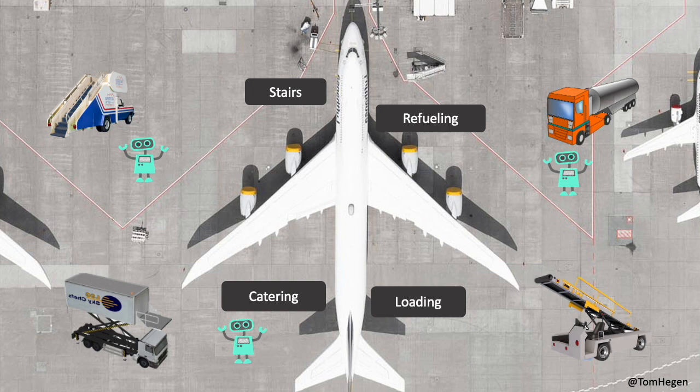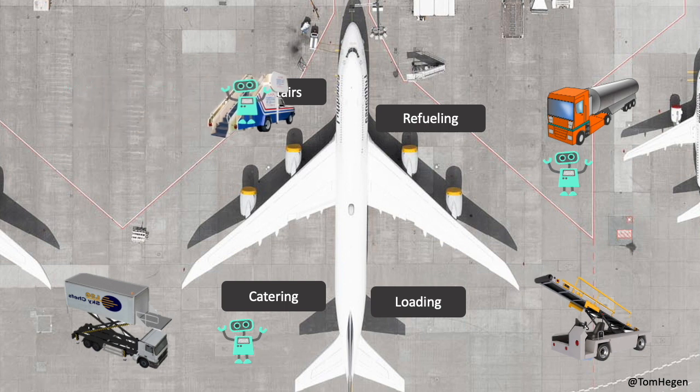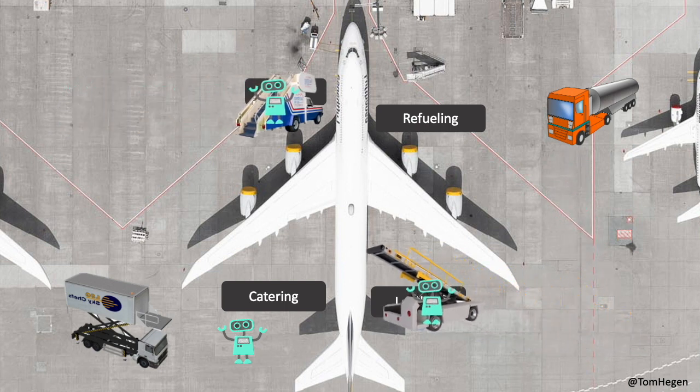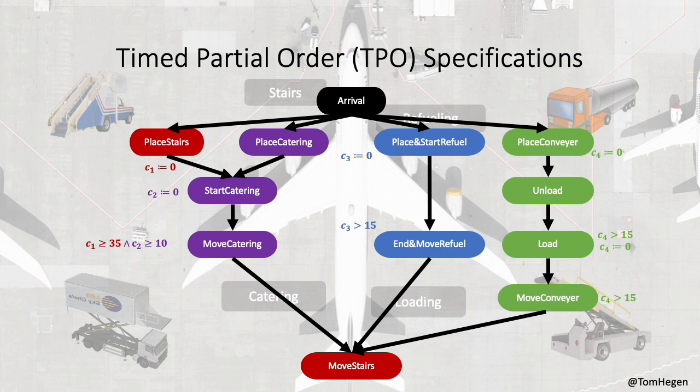For example, in aircraft turnaround, passengers can only deboard after the stair truck is placed, or unloading takes at least 15 minutes. Recently, a new model called Time Partial Order Specification was proposed to model such constraints. Time Partial Order, TPO, models specifications with nodes representing the events and edges representing the partial orders, and clocks, denoted by C, represent timing constraints. It acts like a stopwatch and can measure local time.